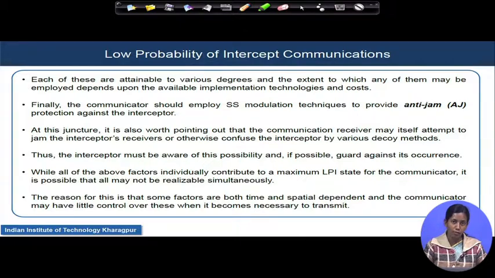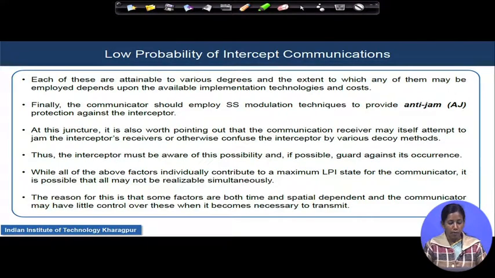So from the side of the jammers or the interceptors, they should also be aware of the fact that the receiver can intentionally send some information to jam them and to make them confused about the actual communication that is going on. So when the interceptor is designing his own circuit, he should be aware of the possibility of getting jammed by the actual transmitter receiver system. And when we design an intended communicator receiver system, we should be able to keep our profile and the location as low as possible.